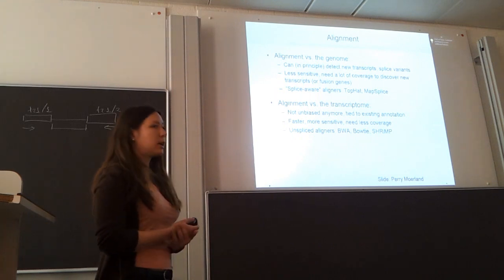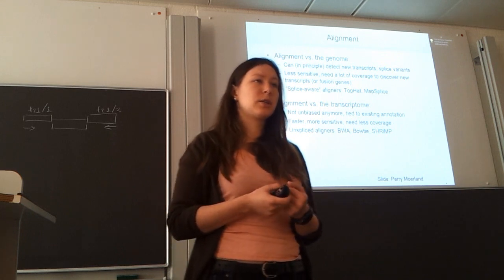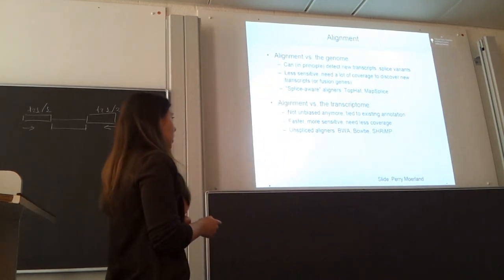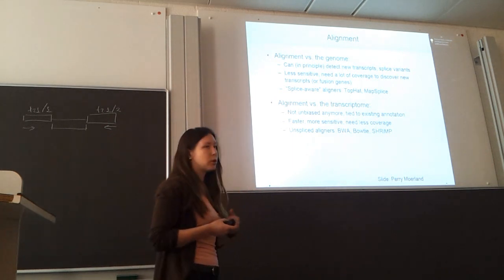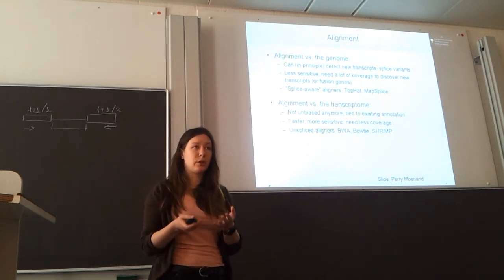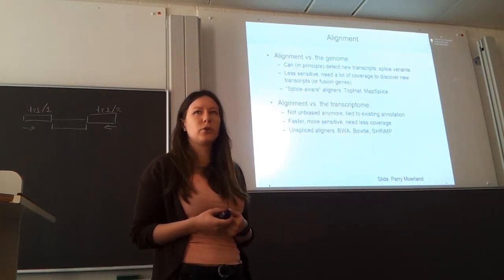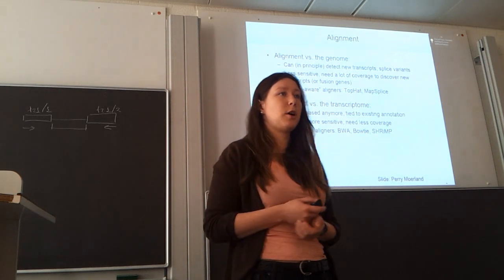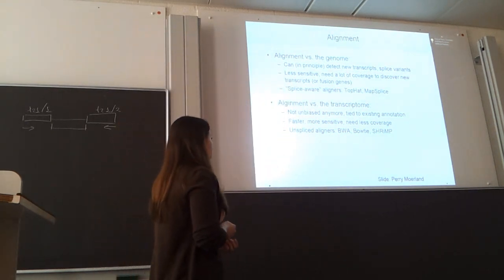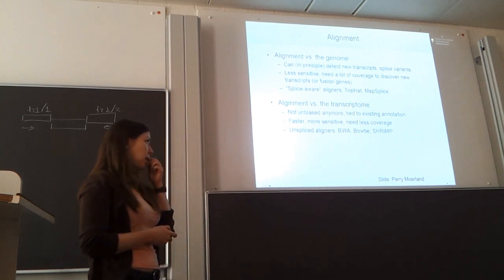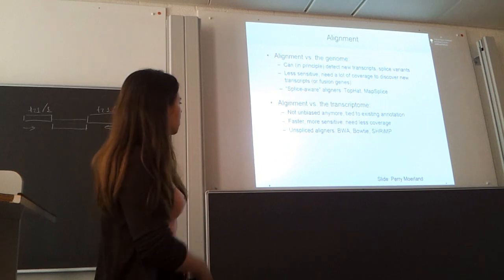And why would you align against the transcriptome? It's much, much faster because you allow it to be less exact, and it's not unbiased anymore. So with alignment against the transcriptome, you are not able to identify novel transcripts and splicing options. But it's fast, and if you don't need to be exact, then you're better off going with the transcriptome level. Those unspliced aligners are BWA, Bowtie, and SHRiMP. I don't know if they're actually the most used aligners.